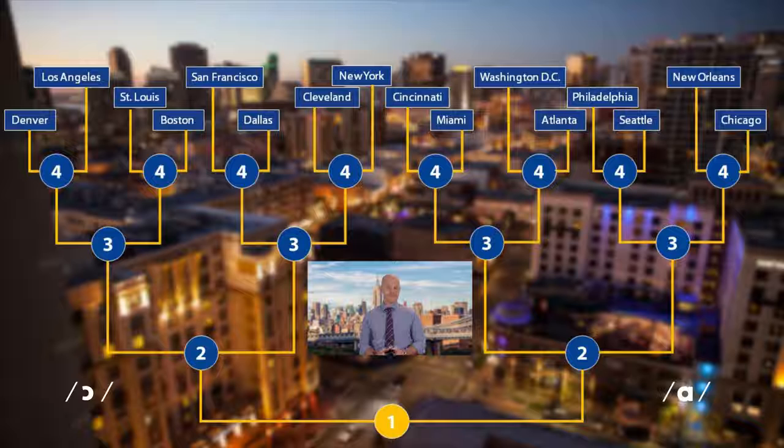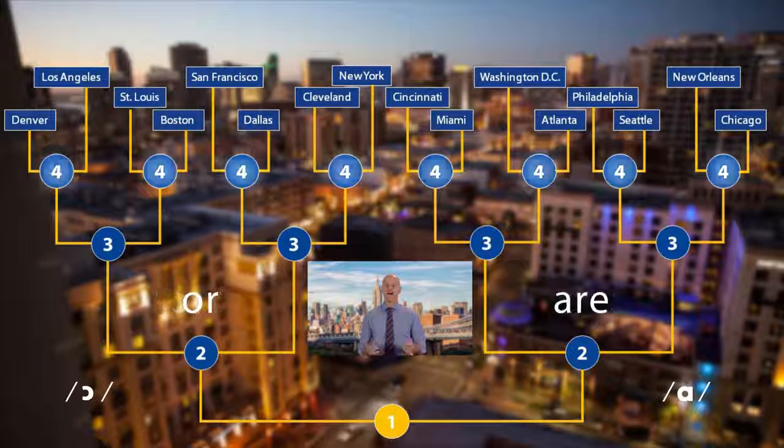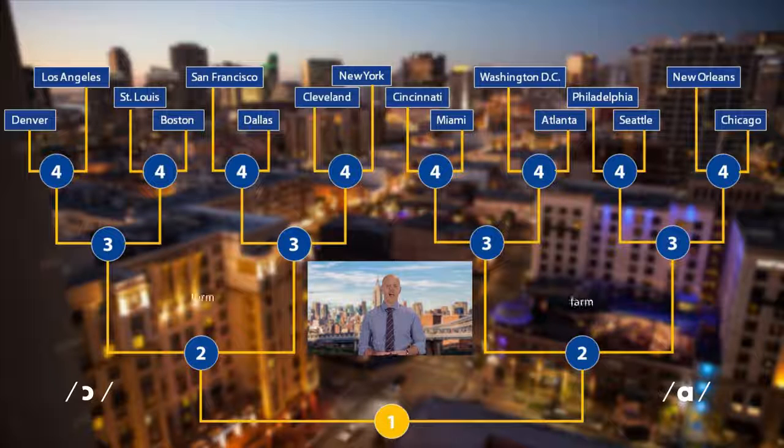Are you ready? Fort, court, fart, are. Where are we? Fourth set of words. Are you ready? Farm, park, star, far. Where are we? Write the name of the cities in the comments.